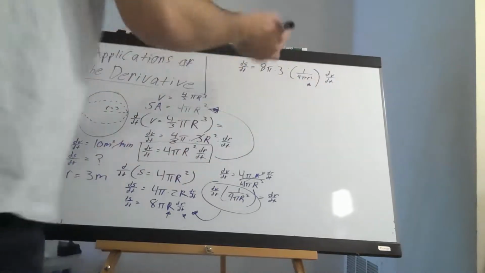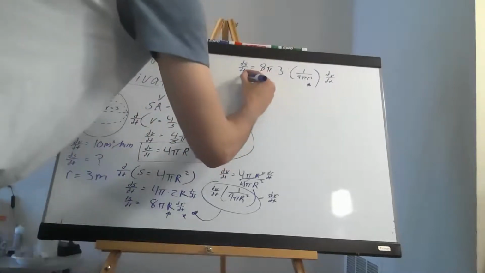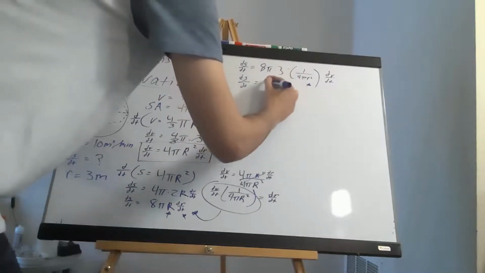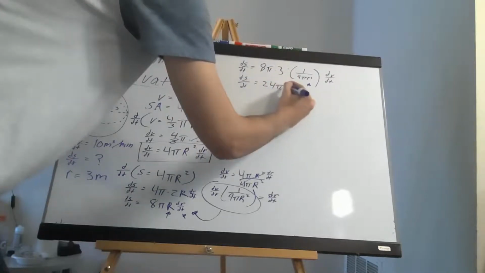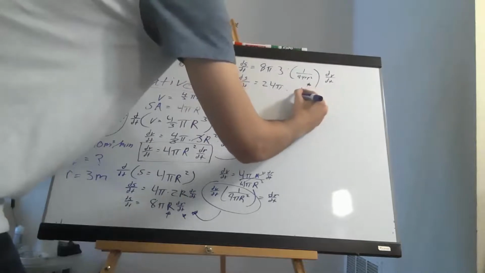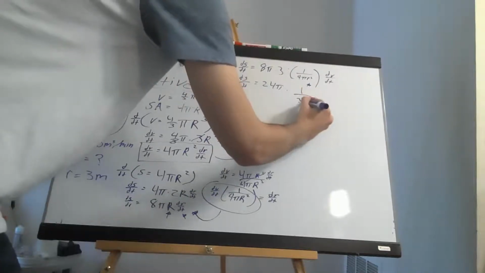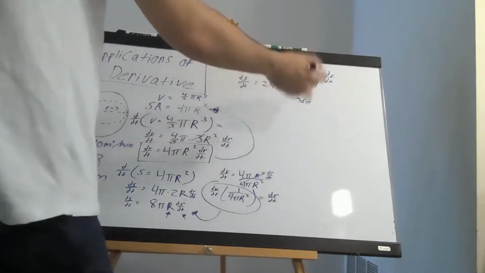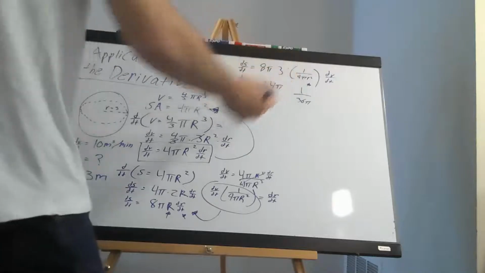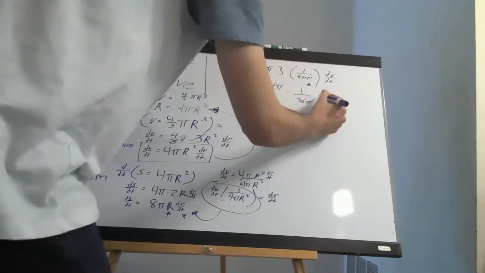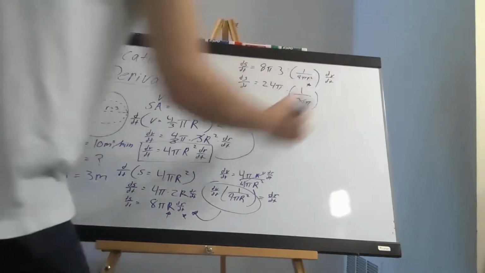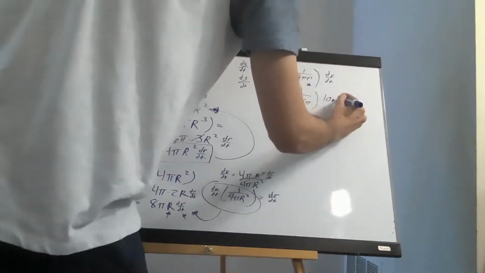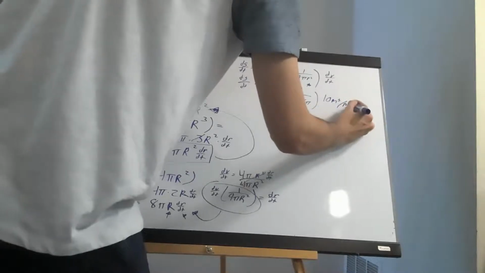And so 3 squared is going to give us 9. So let's simplify this another step further. We've got dS/dt is equal to 8 times 3 is 24 pi times 1 over 36 pi. And the way I got that 36 is just r squared is going to give us 9 times 4 is 36 pi. And then we've got that times dV/dt, which is 10 meters cubed per minute.